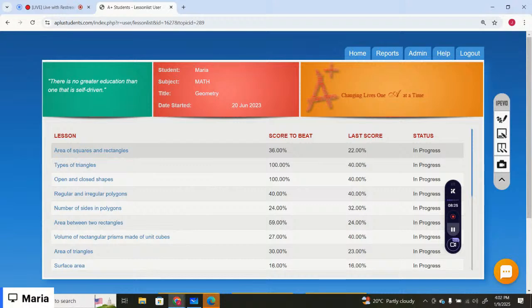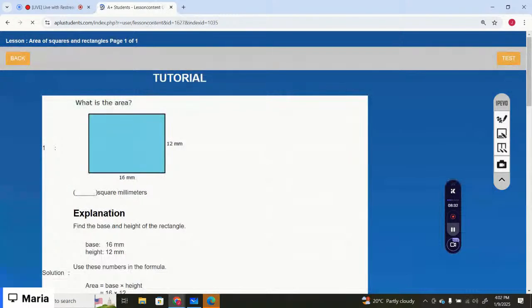Here I'm on grade 5 math. The chapter we're on right now is geometry. Let's just start with the first lesson, that is area of squares and rectangles.